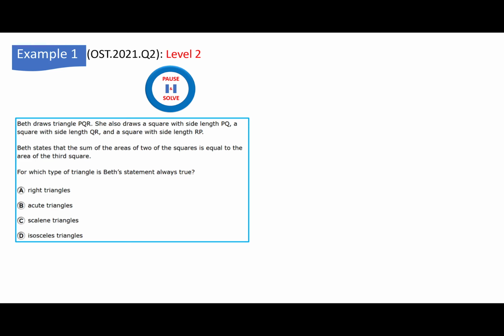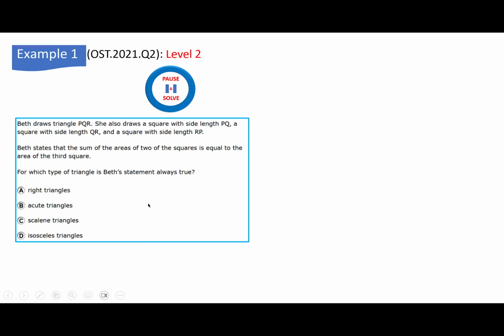Example 1. In this example, Beth draws triangle PQR. She also draws a square with side lengths PQ, a square with side lengths QR, and a square with side lengths RP. Beth states that the sum of the areas of 2 of the squares is equal to the area of the third square. For which type of triangle is Beth's statement always true? The options are right triangles, acute triangles, scalene triangles, isosceles triangles.